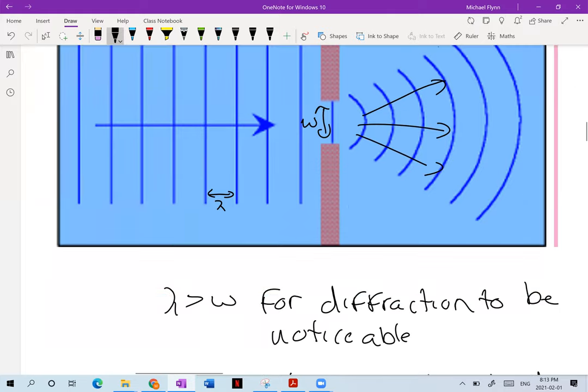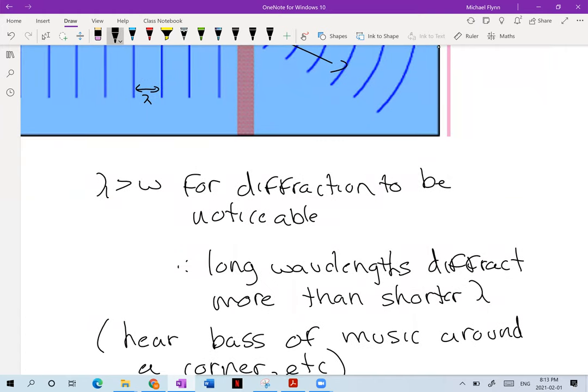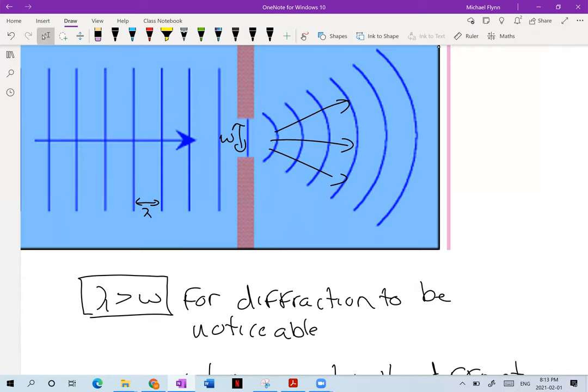Now, in order for diffraction to be noticeable, the wavelength has to be larger than the width of the slit, okay? So if you have ocean waves, which have really long wavelengths, then you can have an opening that's actually pretty big, to be honest with you, as long as the opening is smaller than the distance between the waves, okay? So if the wavelengths of the ocean waves are like 100 meters apart, then you're not going to really notice any diffraction there. Well, you could actually, but any opening will do it.